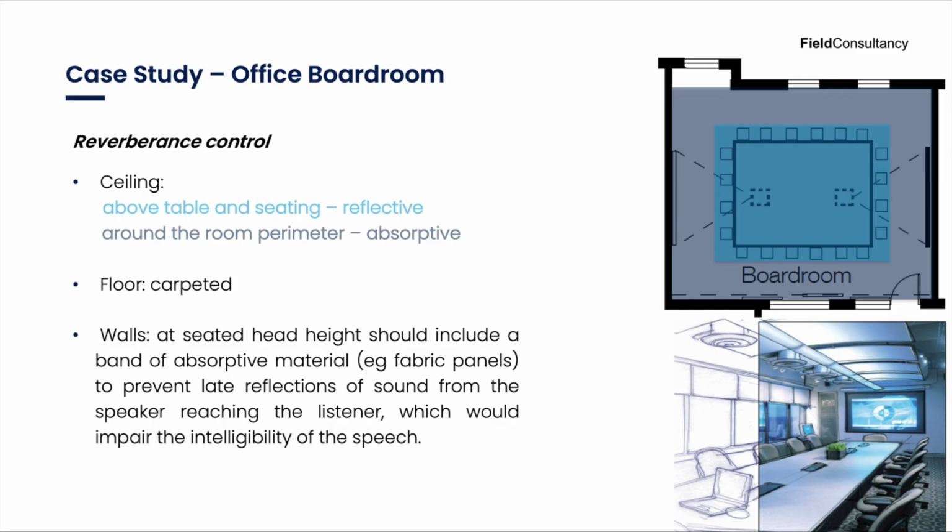Around the room perimeter, and more distant surfaces where late reflections of sound could come back towards the listeners, these surfaces should be absorptive. The floor should be carpeted to control general reverberance in the space, and the wall areas at a seated head height should include a band of absorptive materials, for example fabric acoustic panels, to prevent late reflections of sound that would come back off the rear walls behind the listener, which would impair the speech intelligibility of the speech.